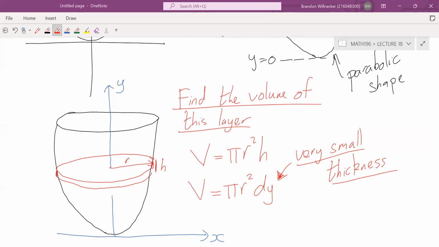Okay, so now we need to look at the radius. So this radius here is the distance from the y-axis to the parabola. That's the radius. Now, what is the radius in terms of x and y? Well, we're going from the y-axis out in the x direction. So that means the radius is equal to x. Is there anyone that doesn't see that?